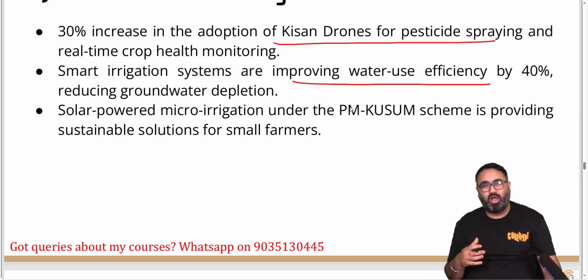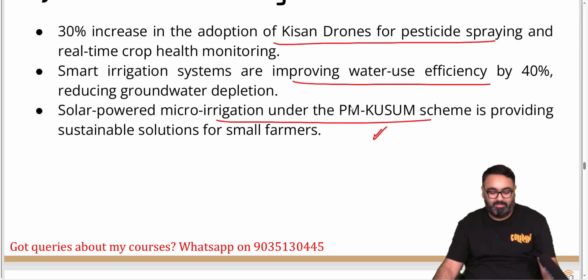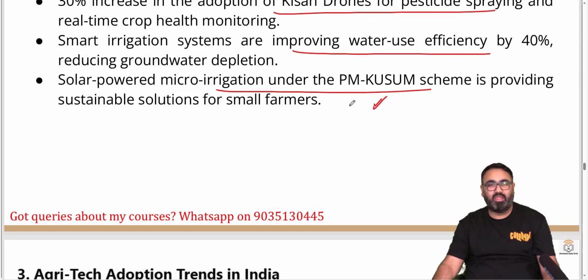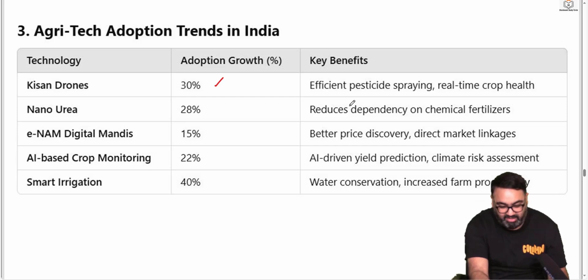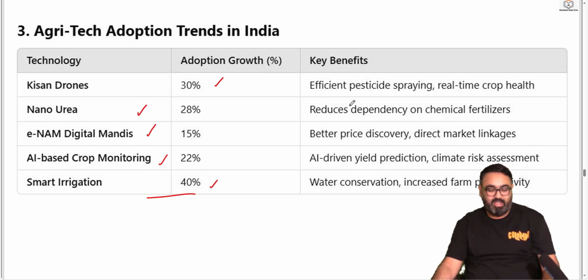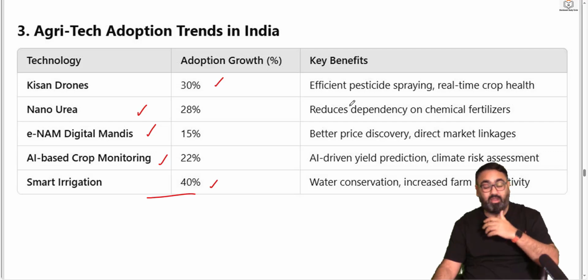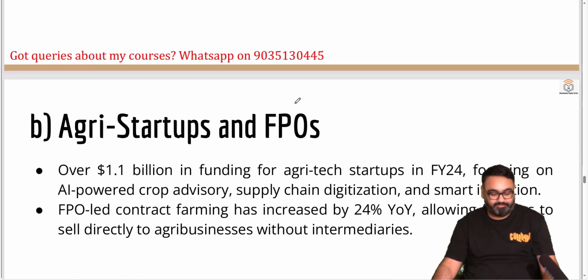That has led to a lot of improvement in the groundwater depletion problem. There are solar powered micro irrigation pumps under the PM Kusum scheme, which again plays a good role in making farming sustainable in India. These are some of the things that we have seen in agriculture which are using technology. Kisan drones, adoption rate 30%, smart irrigation 40%, nano urea, eNAM digital mandis, AI crop monitoring, all these are examples of technology coming into play in the field of agriculture.